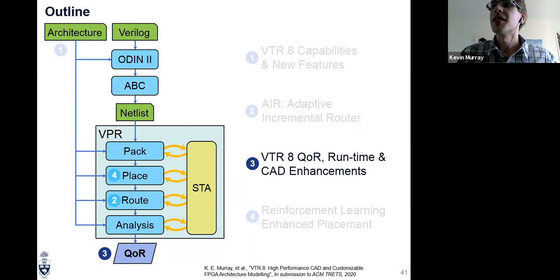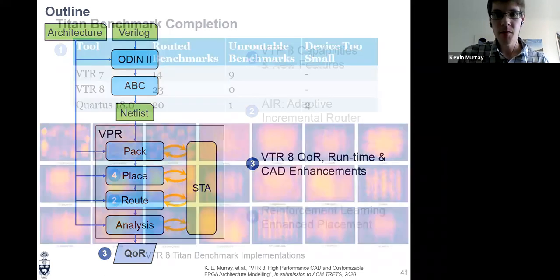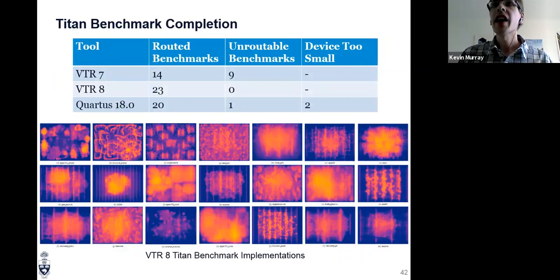All right. So now that we've gone in depth on one of the optimization algorithms, I'm going to pop back out and take a look at the overall VTR8 CAD flow and look at its quality and runtime and a couple of the other enhancements that have gone into VTR8. So the first thing I want to look at are benchmark completion rates. This is for the Titan benchmarks, those large heterogeneous designs I mentioned before. And what we're comparing here are the results with VTR7, VTR8, and Quartus 18.